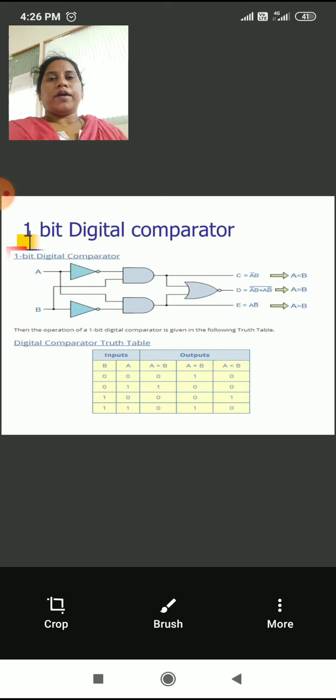We can make a 1 bit digital comparator by using simply 4 to 5 logic gates, which include 2 NOT gates, 2 AND gates and 1 XOR gate. That is nothing but a 1 bit digital comparator.